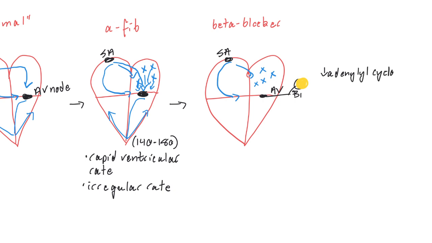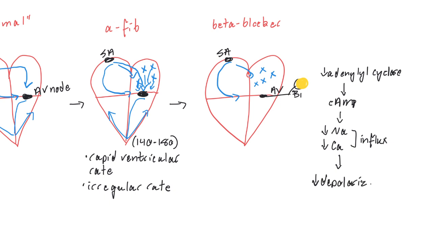That's what the beta blocker does, which means we're going to have a decreased cyclic AMP, which means we're going to have a decreased sodium influx and a decreased calcium influx, and therefore a decreased depolarization, which is just another way of saying, in this context, a decreased heart rate.